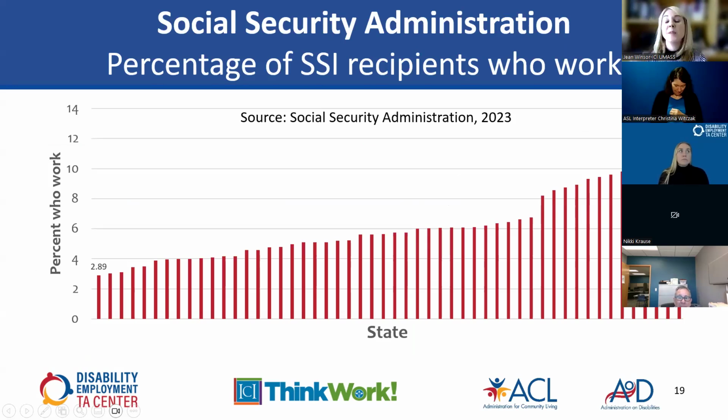So this data comes from the Social Security Administration. I mentioned it's the percentage of supplemental security income recipients who work. I mentioned we didn't call out states, but you can see that it ranges from a low of about 2.89% in states to a high of about 12% in states. And I think that variability is so important to focus on, because a lot of times we kind of get mired in the low numbers or really focused on, oh gosh, that's so low, it seems insurmountable.